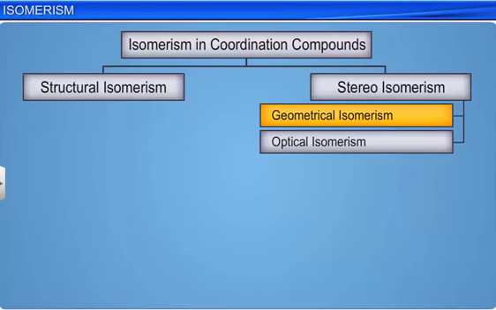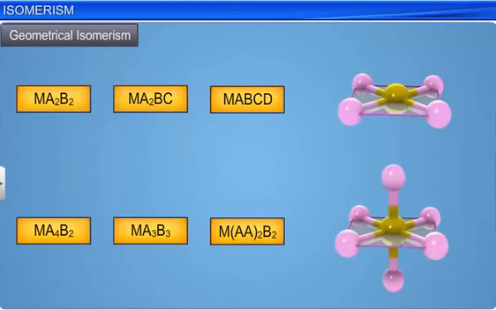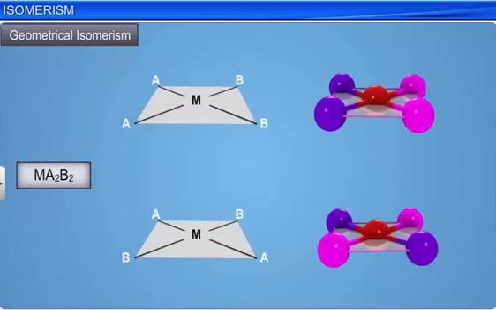It is seen in heteroleptic complexes with coordination numbers 4 and 6. The isomer in which the two identical groups are adjacent to each other is known as a cis isomer, while the isomer in which the two identical groups are diagonally opposite to each other is known as a trans isomer.